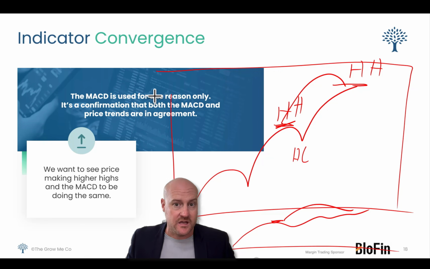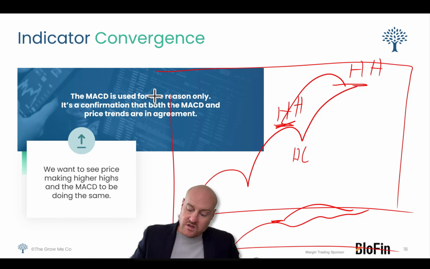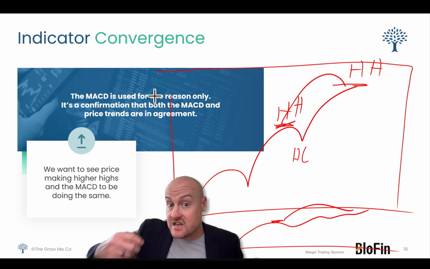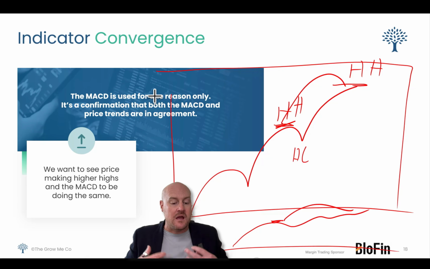Price is the king or queen. Price is the Mac Daddy. The MACD, sounds like it should be the Mac Daddy. The MACD is a confirmation to go, tip of the hat, sir. Yes, absolutely. I agree with you. Yep, that's it. We want to have momentum. This is another momentum indicator. It's another sign of momentum.